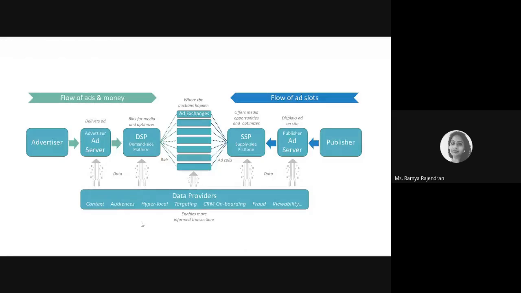So the technical process, this is how it looks. Here you have the flow of ads and money. You have an advertiser, for example, a mobile phone manufacturer. So I have an advertisement, and then I load it up in the ad server. Then you log in to the demand side platform. Here you say, this is the ad I want to display. I am trying to target the demographics between 25 to 35 years of age in this locality.